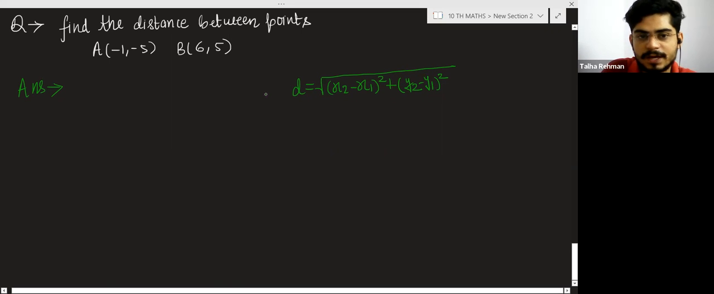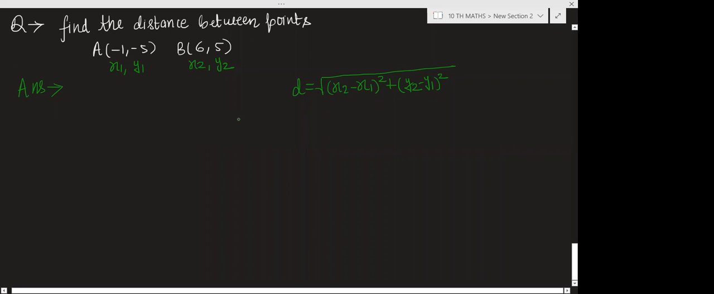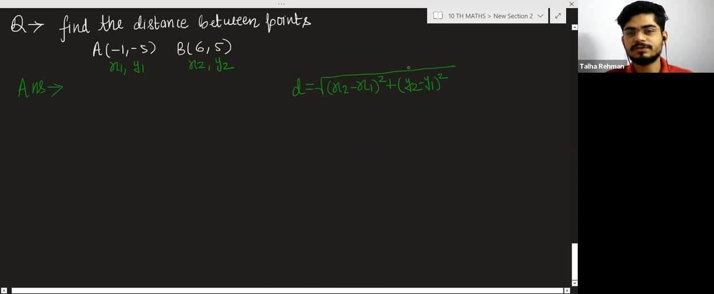Now, this is x1, this is y1. Take this x1 y1, this is x2 y2. Now solve this question by yourself, try this at least. You have to put the values according to x2 minus x1 and like this. After 2 to 3 minutes, I will solve it and you can check your answer.